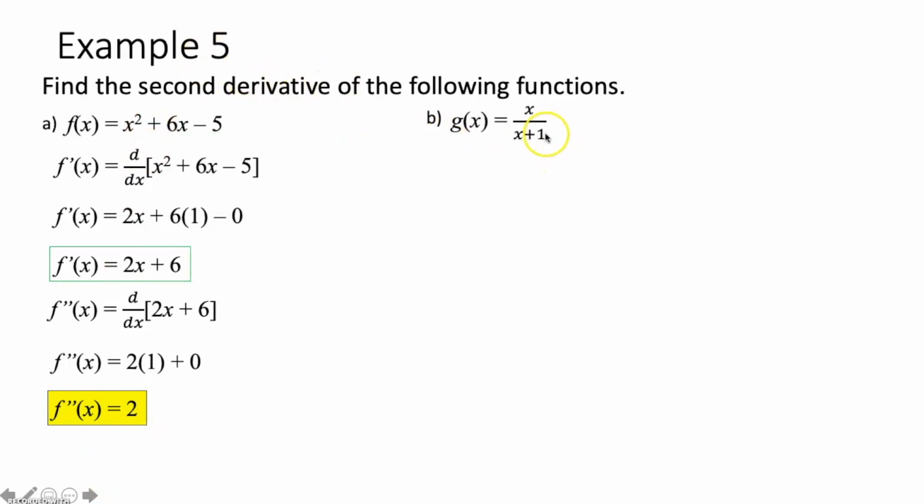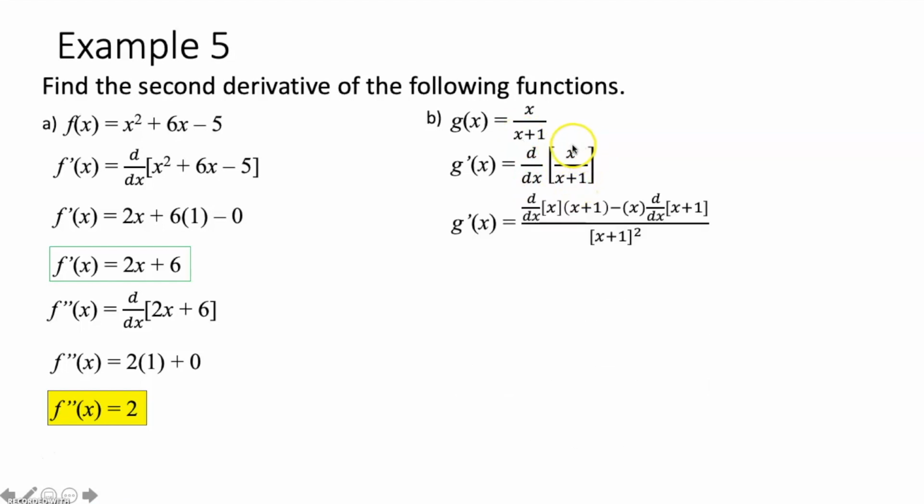This one's a little more complicated. So here we have a rational function, a function divided by another function, and there's no real way to simplify this or take out a constant, so I am going to have to use the quotient rule here. So I take the derivative of the numerator times denominator minus numerator times derivative of denominator all over denominator squared. Derivative of x is just going to be 1. Derivative of x plus 1 is going to be 1 plus 0. I then simplify this. 1 times x plus 1 is x plus 1. x times 1 plus 0 is just x.